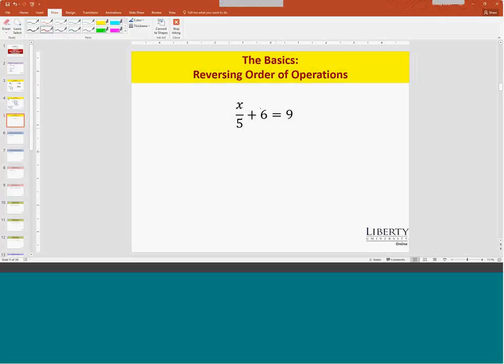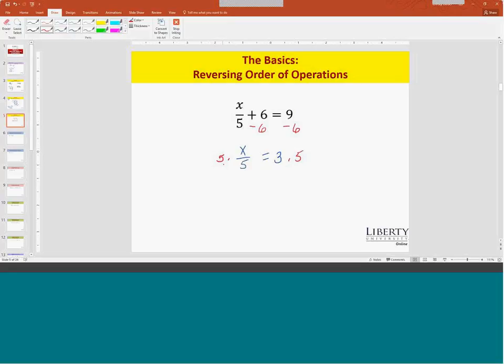So we subtract 6 from both sides of the equation. That gives me x divided by 5, or x over 5, that is equal to 9 minus 6, which is 3. Now what's being done to our variable is that it's being divided by 5. To undo dividing by 5, I multiply both sides of my equation by 5.